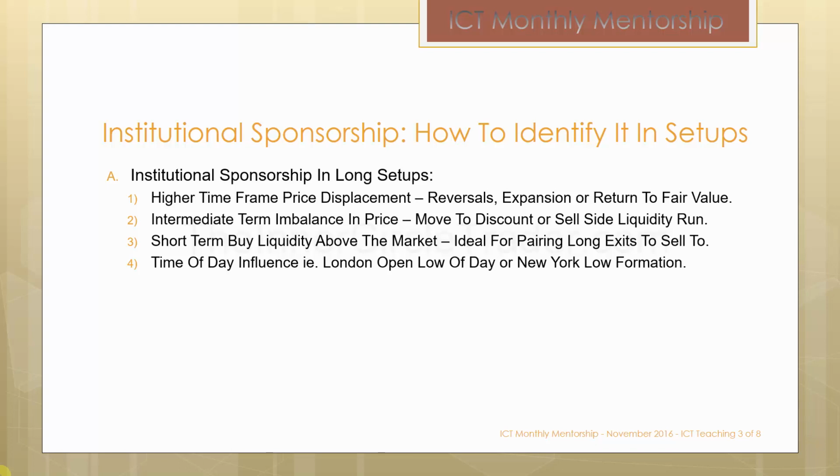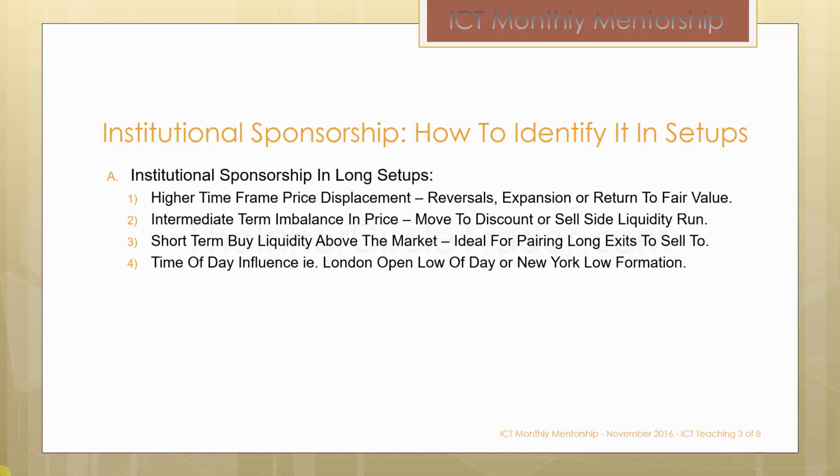Now, it's important understanding that number 1 and number 2 are the criteria, what sets up the expectation for institutional sponsorship. Then we see the actual institutional sponsorship come in by way of attacking the marketplace for the buy side liquidity that would be resting above the marketplace. In other words, we have buy stops typically above old highs when we're short.